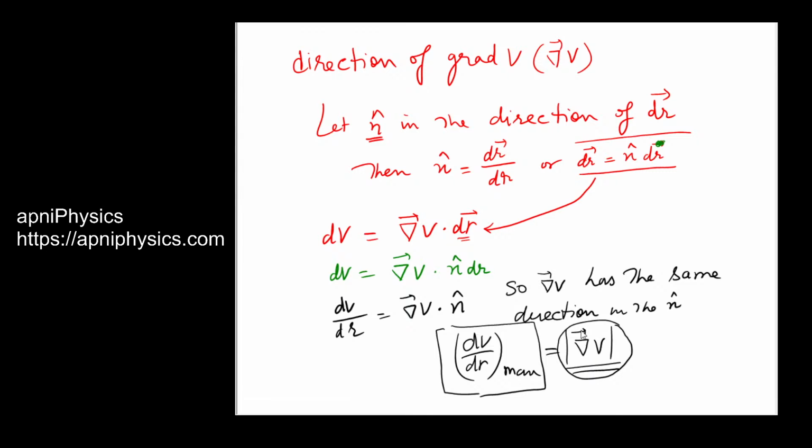And when will this happen? When theta is equal to 0, the angle in between these is equal to 0. That means this vector and this unit vector both are in the same direction. So change in the potential, right, in the three-dimensional space, and the unit vector n.